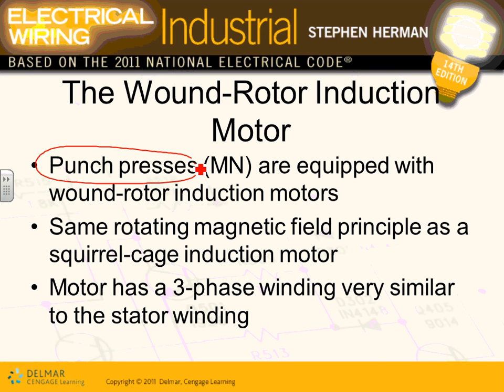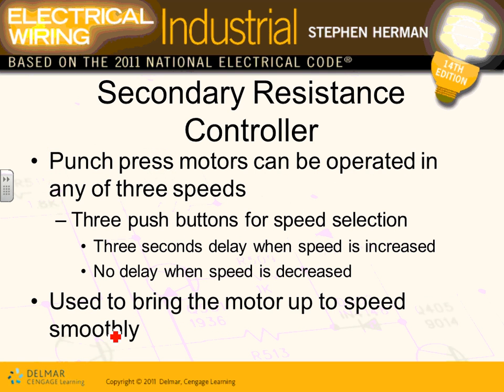Induction motor, the same magnetic field principle as a motor. It has three-phase windings in the stator, and the rotor also has windings in it. There is a secondary resistor, we'll talk about these. On a punch press, there are secondary resistors, guys, to control the speed. Speed selection: we have a three-second delay when speed is increased, and no delay when speed is not increased. Used to bring the motor up to speed smoothly.